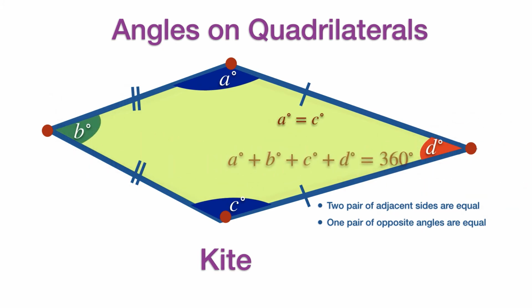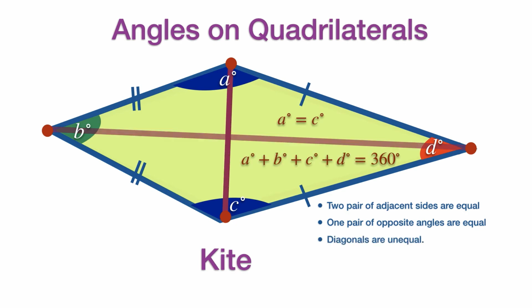Since kite is also a quadrilateral, all the interior angles add up to 360 degrees. Longer diagonals bisect the shorter diagonals in half, and diagonals meet at 90 degrees.